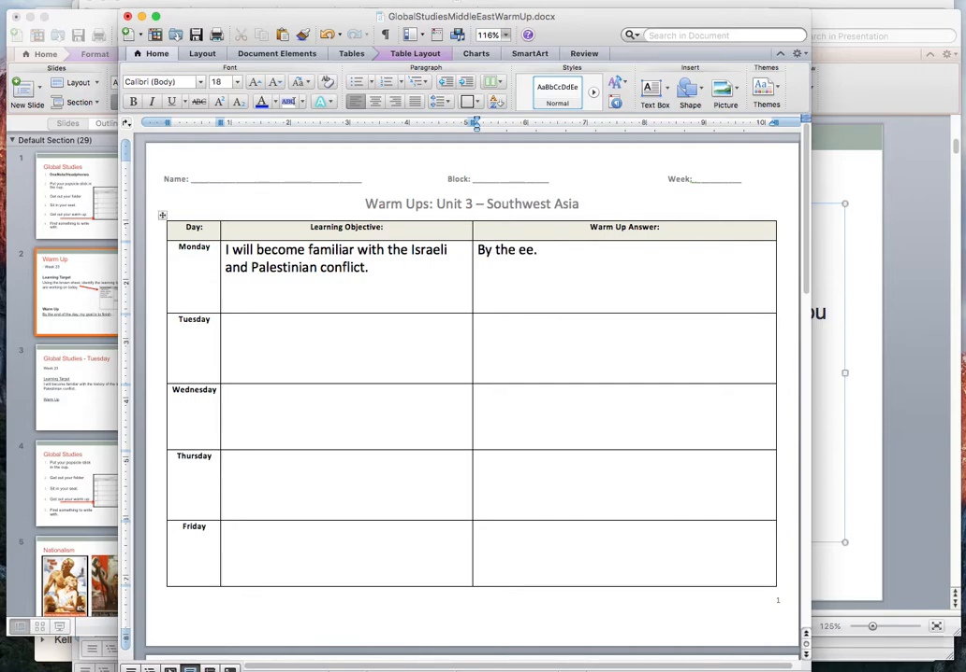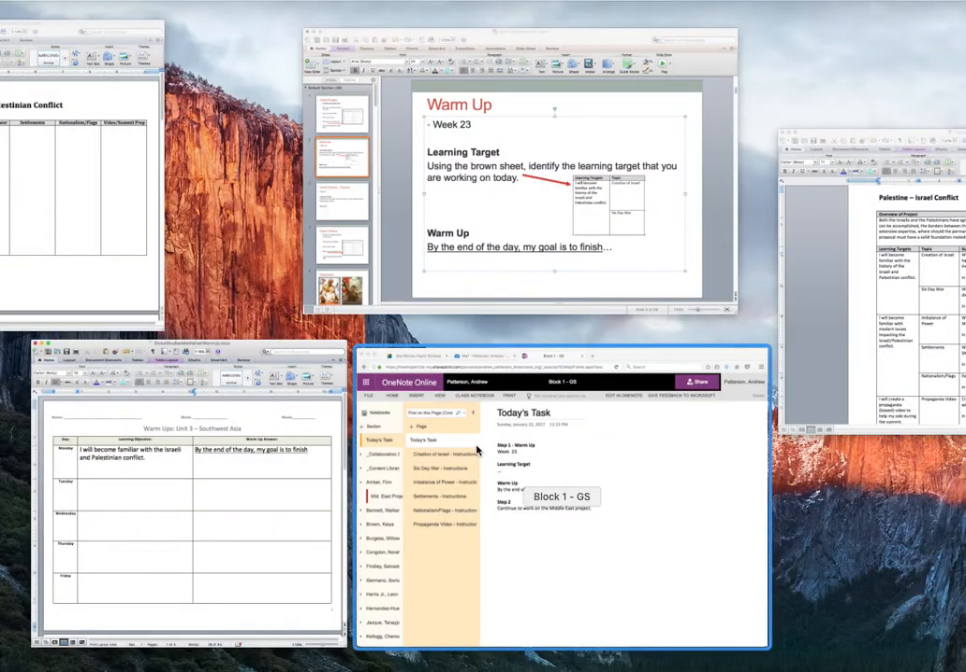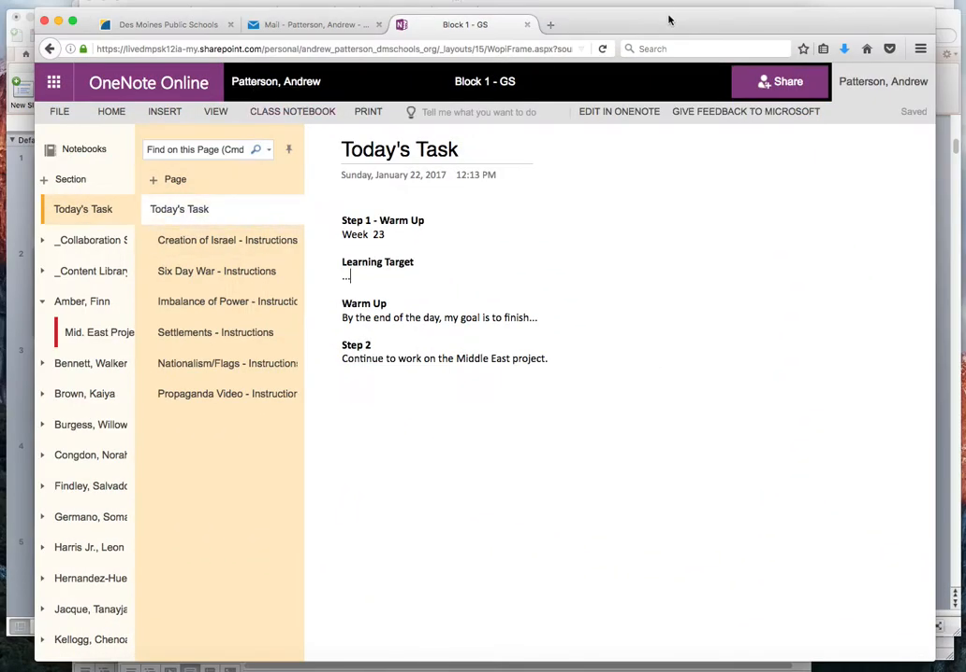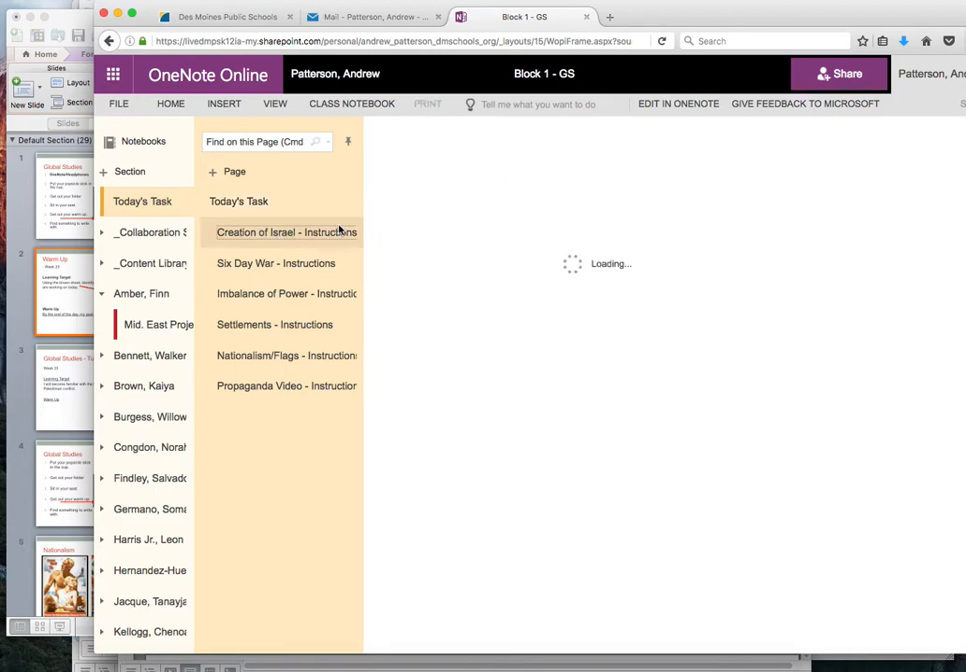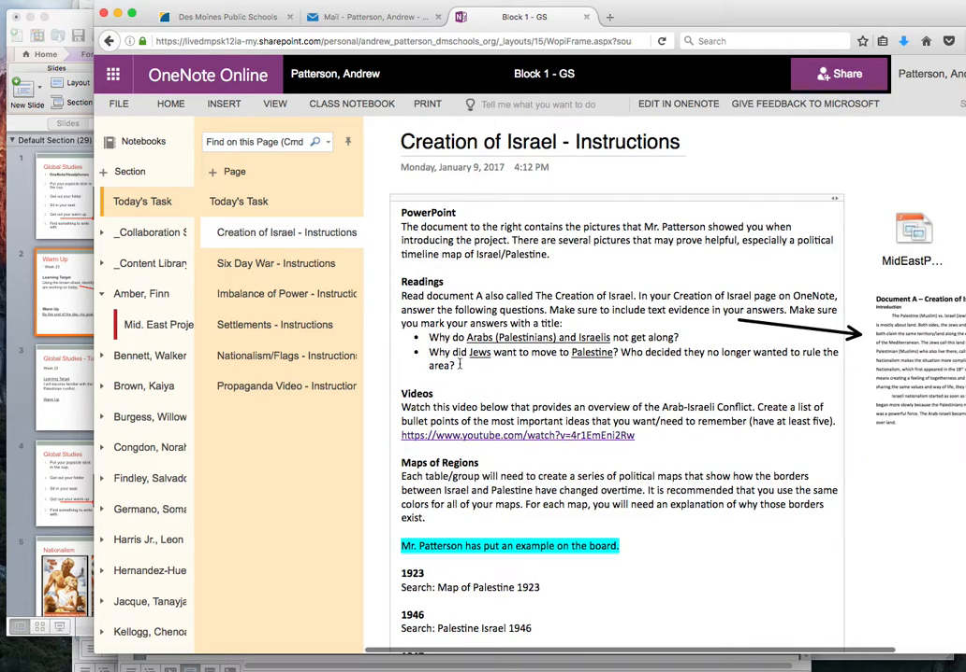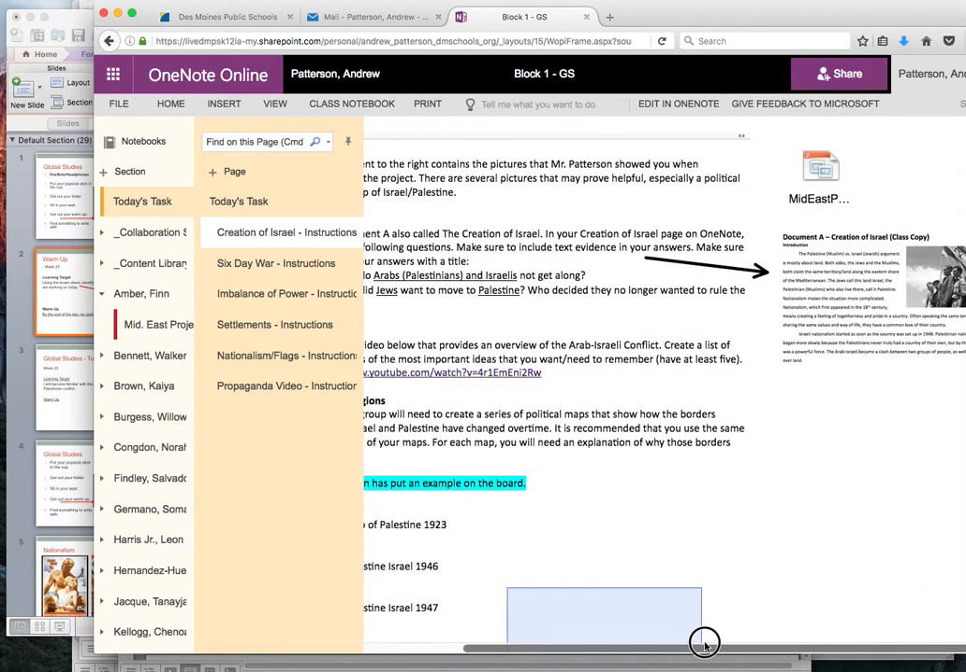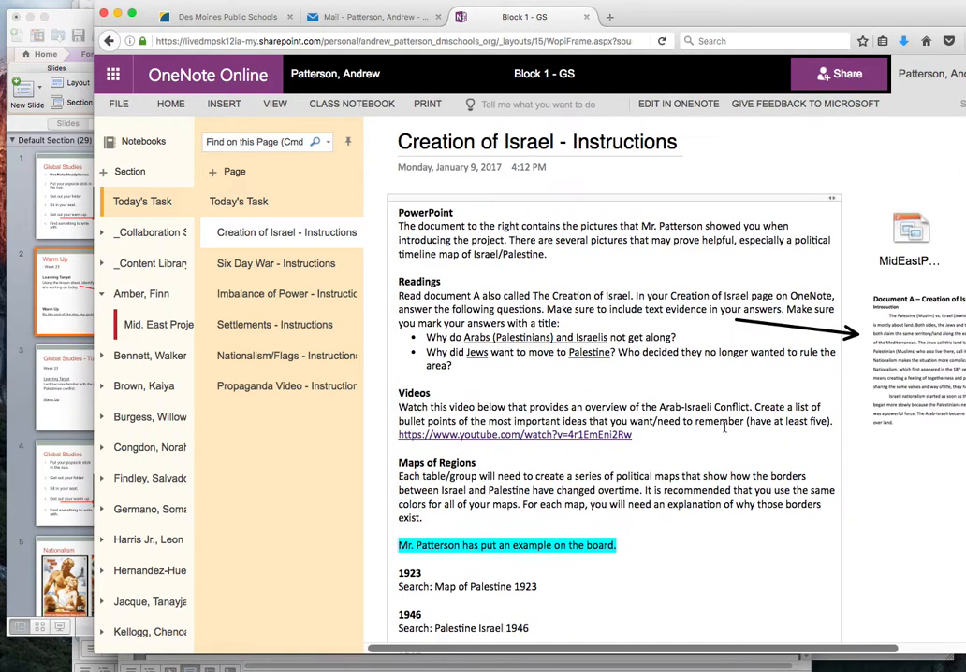By the end of the day, my goal is to finish. So notice how I've underlined and thrown it back. To answer your warm-up question, you will have to go to OneNote. So right now I'm working on the creation of Israel. So here are the instructions, including pictures off to the right of the documents and the things that you need to work on.